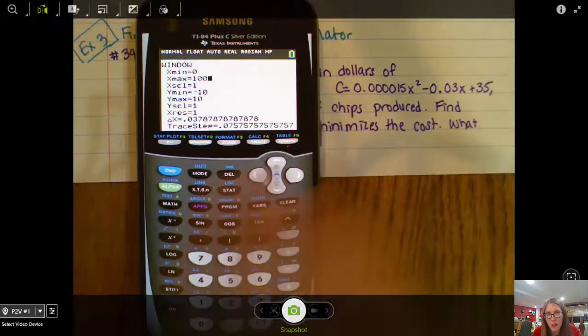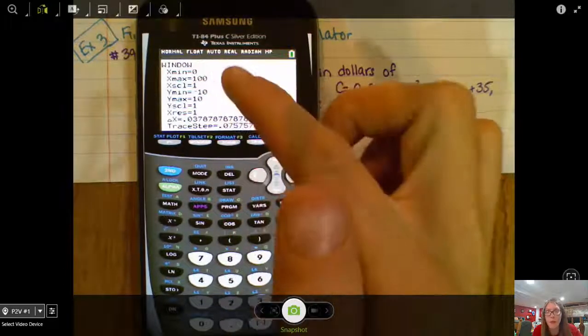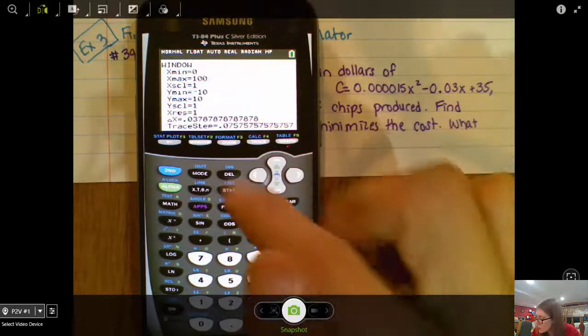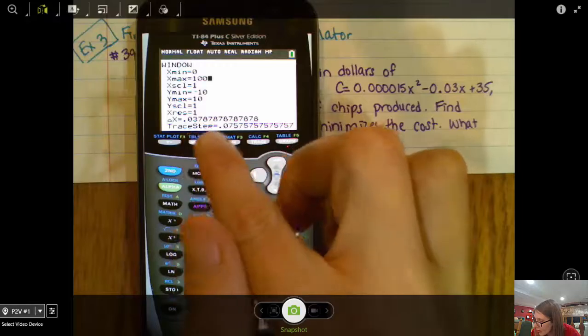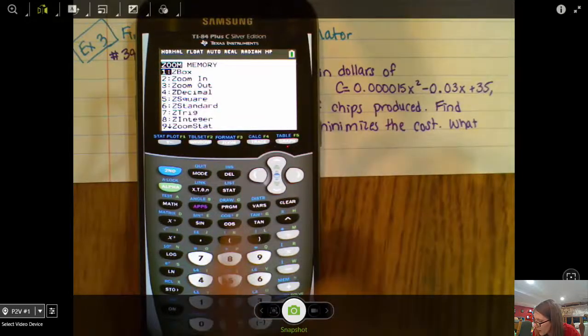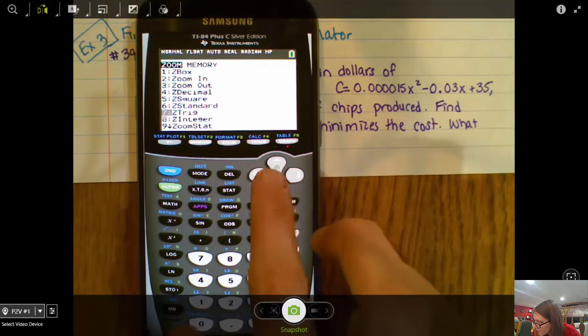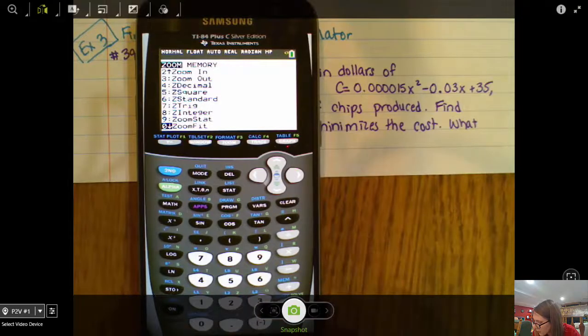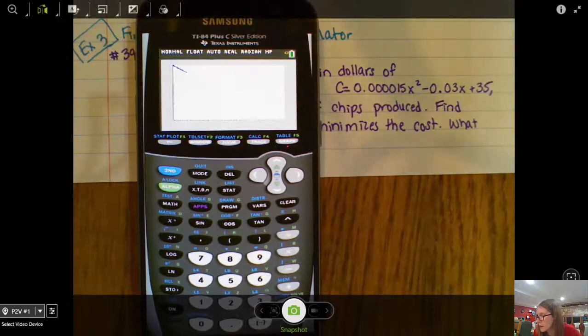Okay. And then don't forget about that zoom fit trick. So whenever we figure out what X values we want to use, let's change our Y values accordingly. So zoom fit right here. And that way we don't have to mess around with our Y values to find something that works.